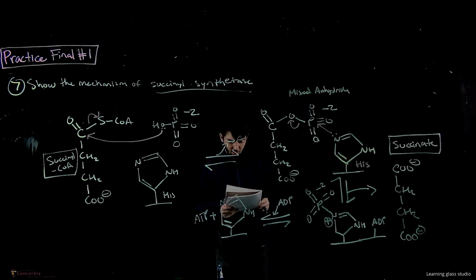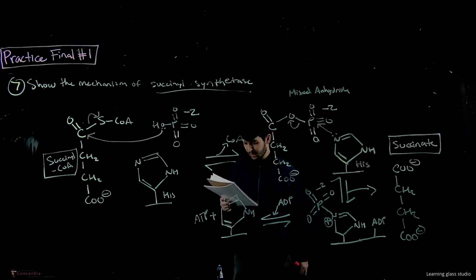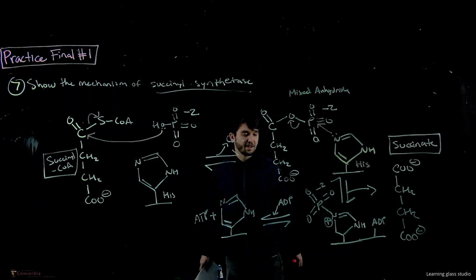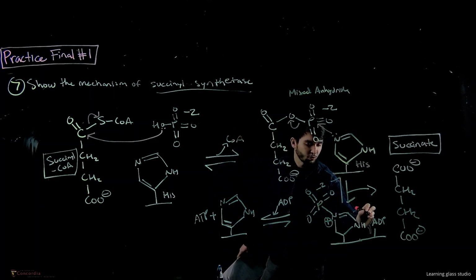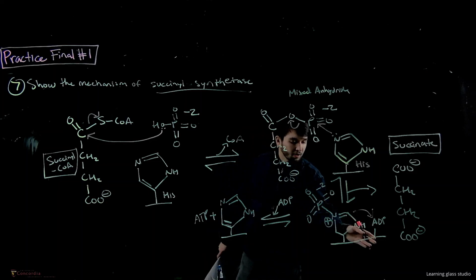What is going to happen now is that this phosphate is going to go to the ADP attached to the active site, and that will be used to make ATP. What happens physically in this active site is this histidine will swing down. Oh my goodness, this marker's bad. The histidine will sort of swing.